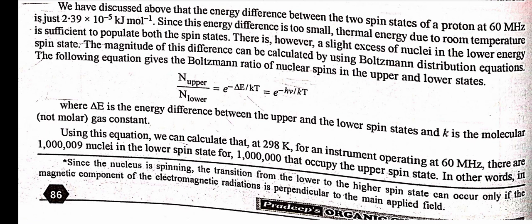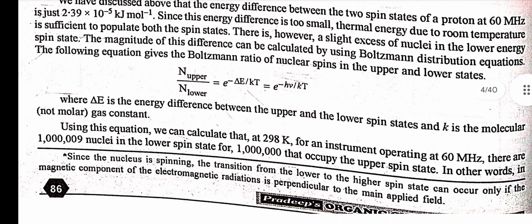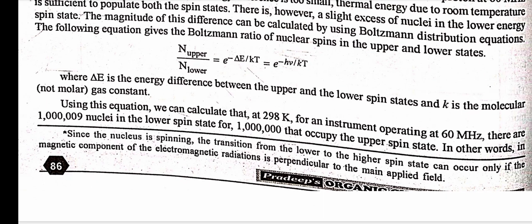The following equation gives the Boltzmann ratio of nuclear spins in the upper and lower states. N upper / N lower = e^(-ΔE/kT) = e^(-hν/kT), where ΔE is the energy difference between the upper and the lower spin states and k is the molar gas constant. Using this equation, we can calculate that at 298 Kelvin for an instrument operating at 60 MHz, there are 1.0000099 nuclei in the lower spin state for 1.0000000 that occupy the upper spin state.